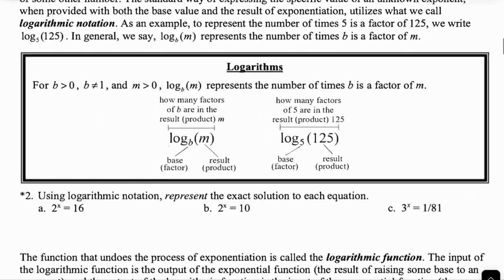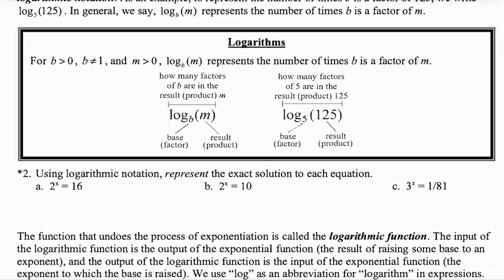So now let's look at the process of reversing this. The process to reverse this is called a logarithm. So let's talk about what each of these pieces are. This says how many factors of b are in the resulting product m. So our base is that small number notation. This is our answer. And it's always going to equal what power? Okay, so the answer to this one would be 3. What power did I put on a 5 to get 125? 3.